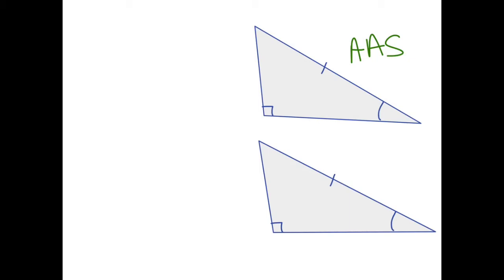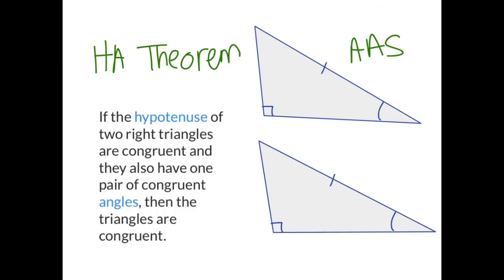Applying it to right triangle specifically, this is called the HA theorem for the hypotenuse angle, which says if the hypotenuse of two right triangles are congruent and they also have one pair of congruent angles, then the triangles are congruent. So that's the hypotenuse angle theorem based off of the angle, side theorem.